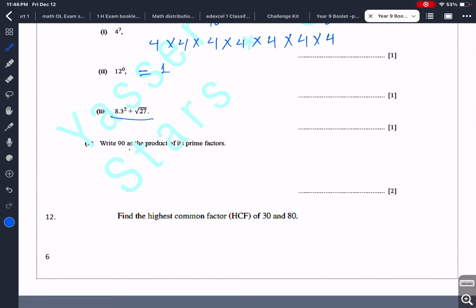Write 90 as a product of its prime factors. You can use column factorization or tree factorization, it's up to you, and both are correct. It's 2 marks, so just show a little bit of work. For me, with tree factorization, 90 will be 9 and 10. None of them is prime, so I need to do another factorization: 3 and 3. This is prime and this is prime. Immediately I circle it, so as not to lose any mark. And this is 2 and 5, circle them. So to write it as a product, it will be 2 times 3 squared times 5, and I leave it with the squared notation.